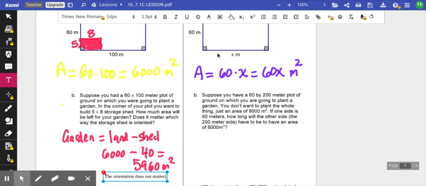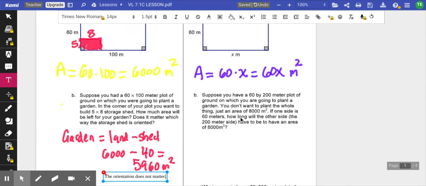All right, part B on this one. Suppose you have a 60 by 200 meter plot of ground on which you are going to plant the garden. You don't want to plant the whole thing, just an area of 8,000. If one side is 60 meters, how long will the other side, the 200 meter side, have to be to have an area of 8,000?